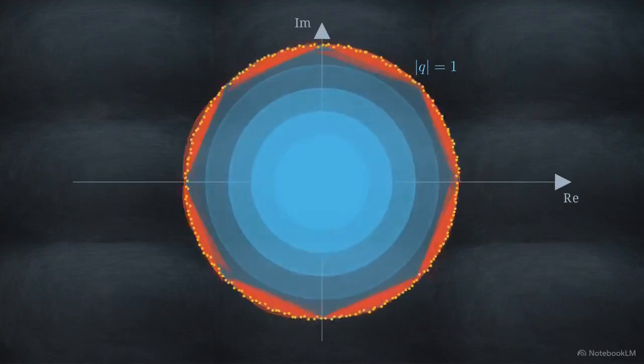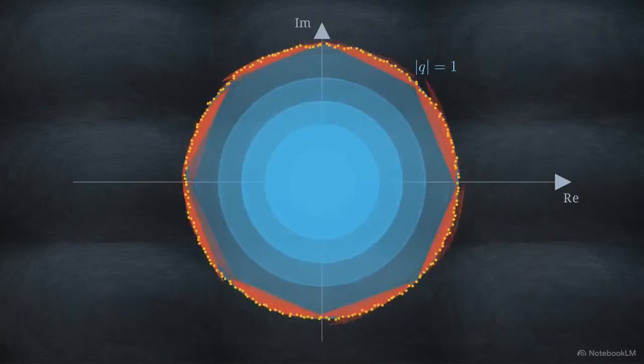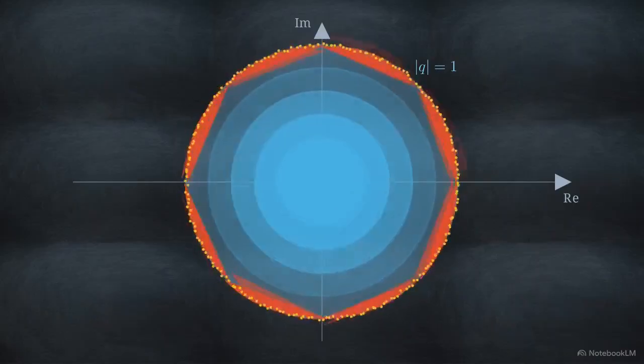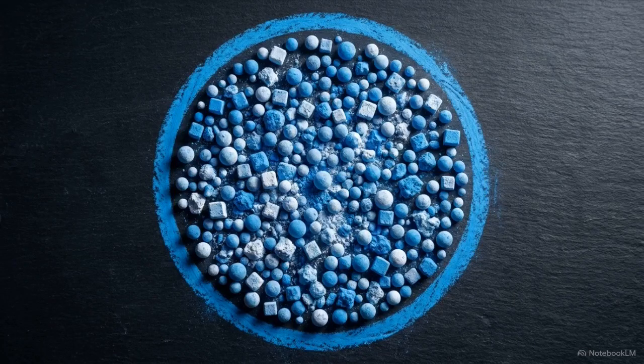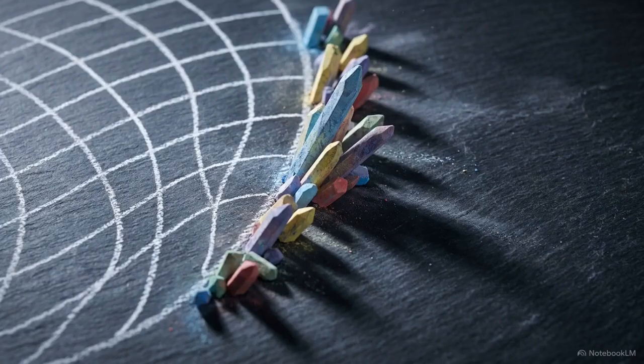The edge of the circle is infinitely dense with singular poles. There is no gap to slip through. Because no analytic continuation can cross this line in the variable q, the function traps us inside. To escape, we have to discard classical methods and find an entirely different geometric approach.